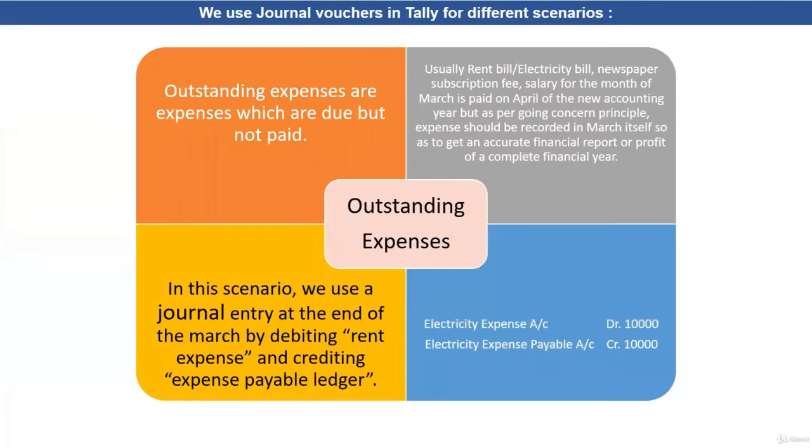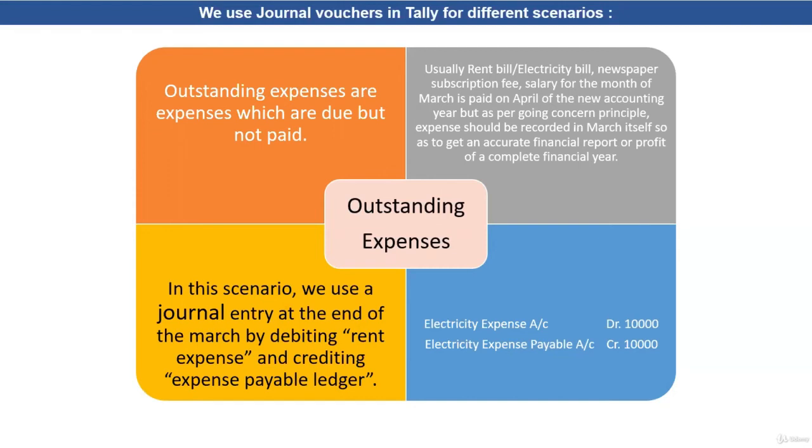Let's see an example. It has different scenarios. First, I'm explaining outstanding expenses. Outstanding expenses are expenses that are due but not paid. In what kind of voucher will you post this entry? Do you post it in sales? No. Purchase? No. Receipts? No. Payments? No. Contra? No. So in which voucher will it go? It will go to the journal voucher.